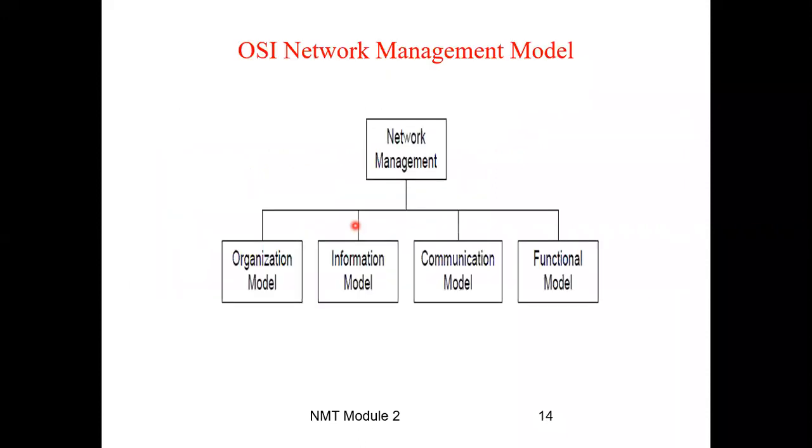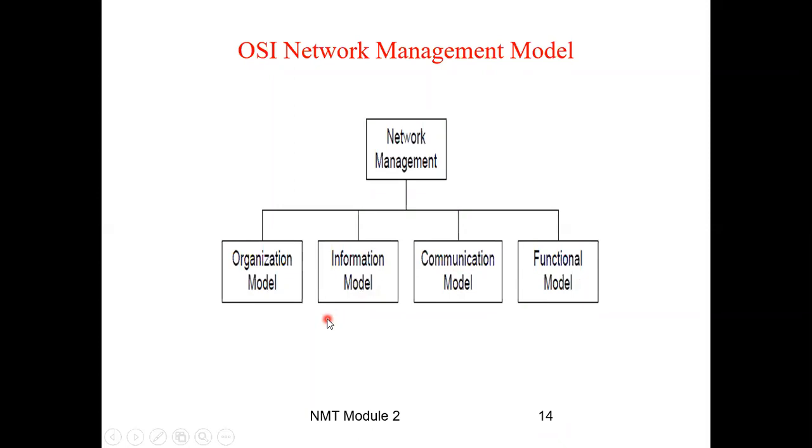Now we will start with the OSI standard. We first start with the OSI network management model. There are 4 models. These 4 models will be present in your SNMP also. Which are those models? Organization model, information model, communication model, and functional model. Today we will just see an overview of these 4 models, and tomorrow onwards we will go deeper into each of these 4 models. So OSI network management models are of 4 types: organization, information, communication, and functional.